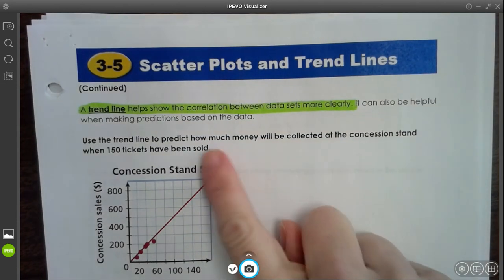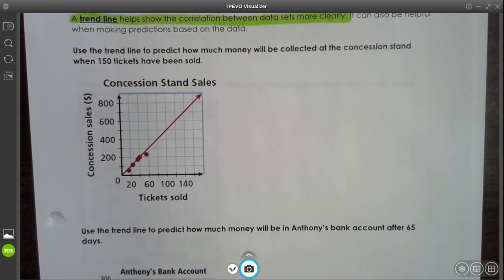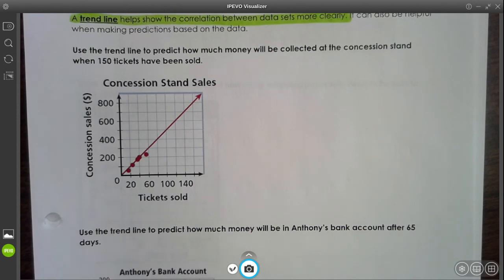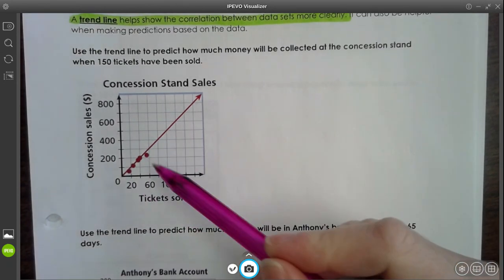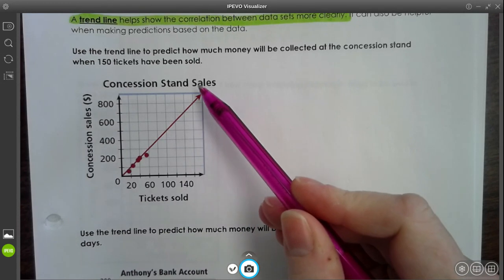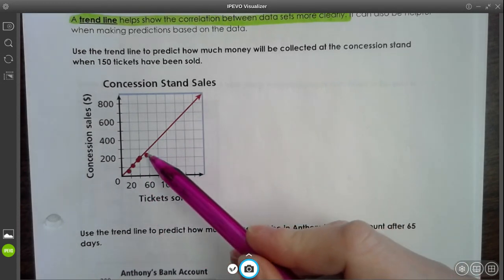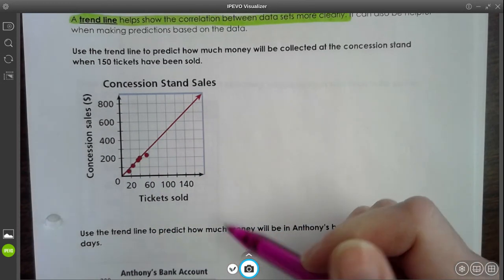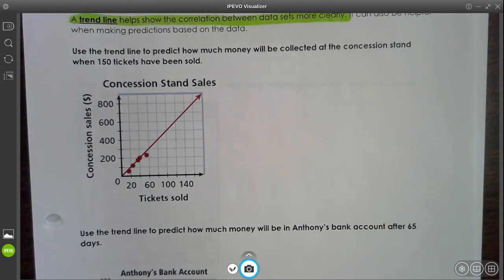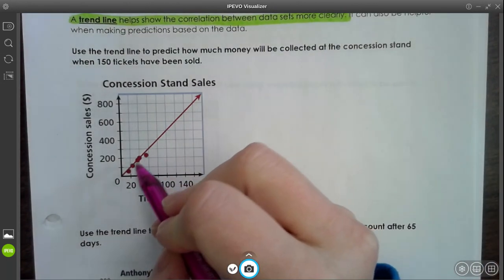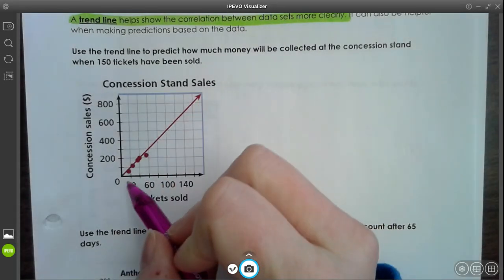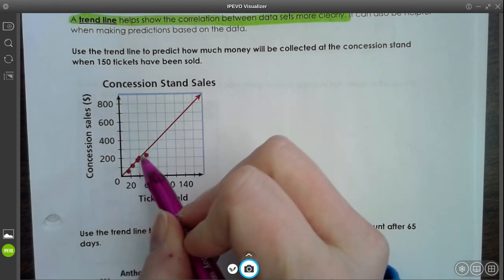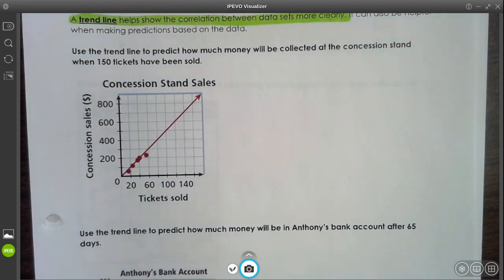It says here, use the trend line to predict how much money will be collected at the concession stand when 150 tickets have been sold. Here they have a scatter plot, a bunch of points, and then they drew in a line. That's called your trend line, and you can see that it doesn't exactly hit all the points. A trend line is probably not going to, unless your data is really very close to a line. It's just a rough estimate of where this line should go so that all the points can get as close to the line as possible.